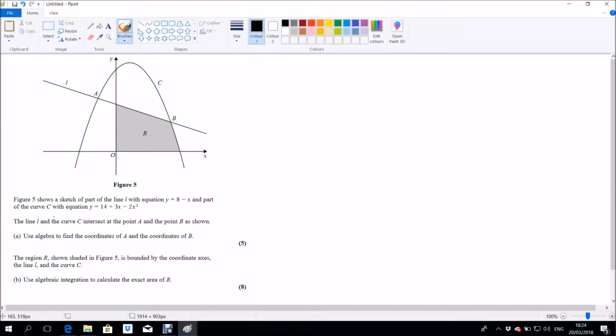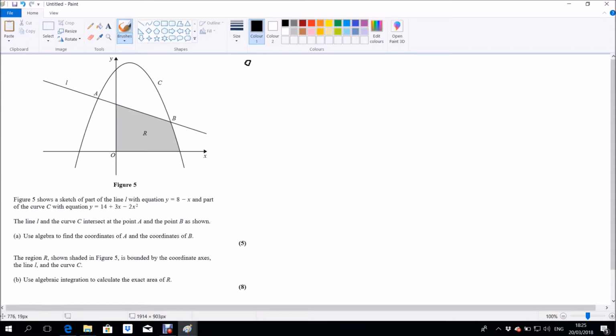Figure 5 shows a sketch of part of the line L with the equation y equals 8 minus x, and part of the curve C with the equation y equals 14 plus 3x minus 2x squared. The line L and the curve C intersect at the points A and B. Use algebra to find the coordinates of A and B.